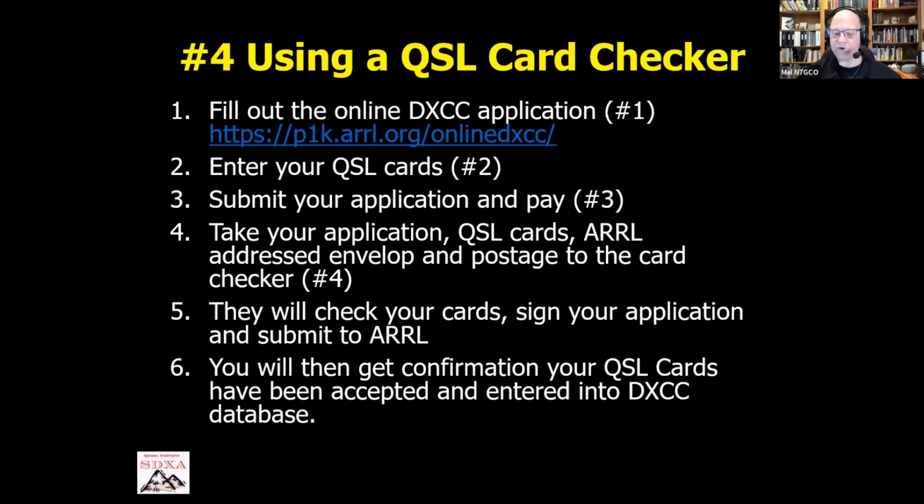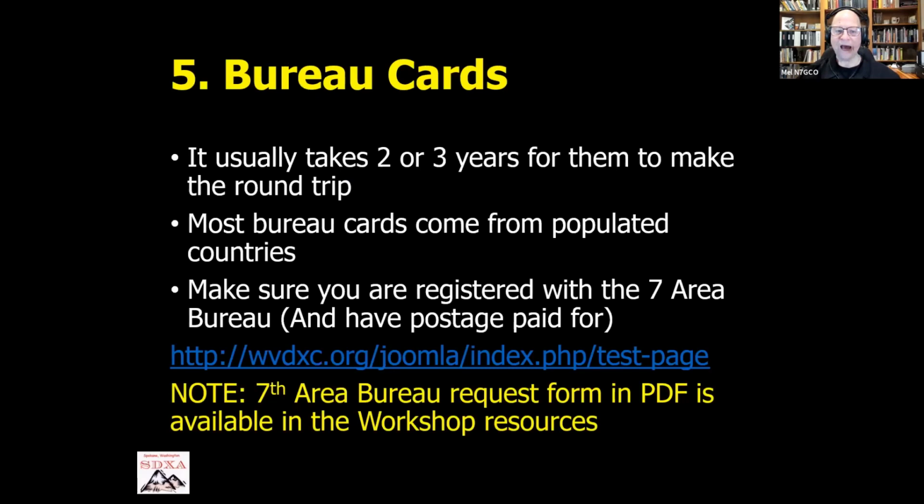Then you'll get confirmation from ARRL saying, yes, these have been accepted. And if you go to that menu I showed you earlier, they'll show up as accepted. So that's kind of how you do it. On bureau cards, again, it often takes 2 to 3 years. I get bureau cards probably 5 times a year. 90% of them are probably from Japan. But they tend to come from popular countries, not rare ones.